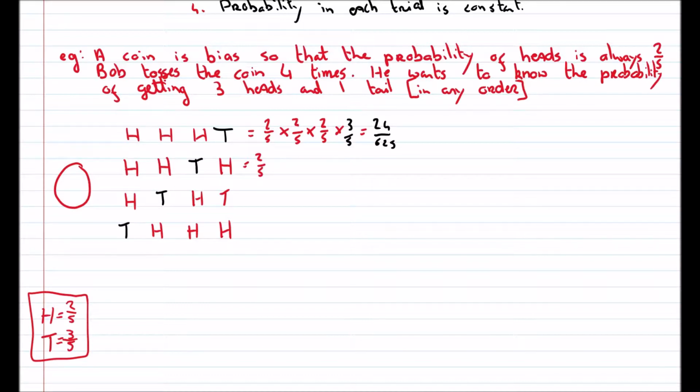Likewise, getting a head here will be 2/5, multiplied by another head, which is 2/5, multiplied by tails, which is 3/5, and multiplied by a head, which is 2/5 again. And that all equals, again, another 24/625. Again, we have the chance of getting a head, 2/5, the chance of getting a tails, 3/5, the chance of getting a head again is 2/5, and the chance of getting another head is 2/5. Okay, and that all equals 24/625.